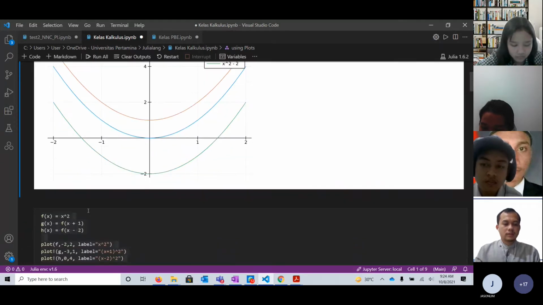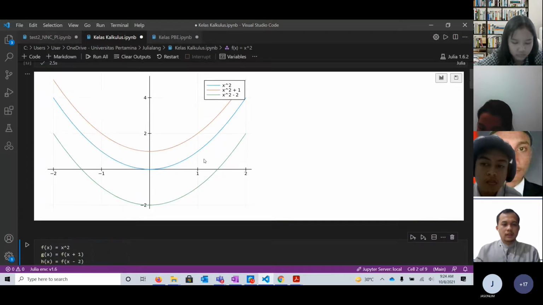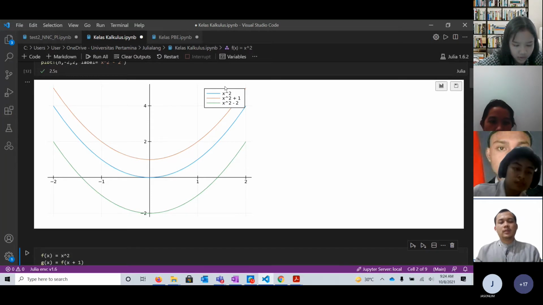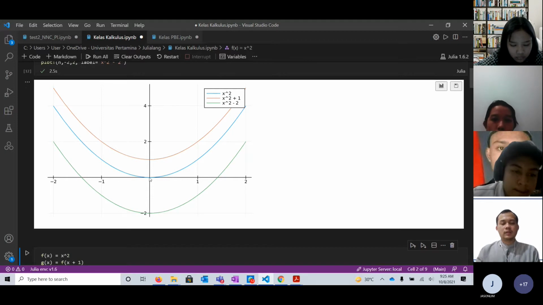you can see from this example that we have the graph of x squared as the blue graph, and if we add plus 1, the graph is shifted up by 1 unit, and if we add minus 2, the graph is shifted down by 2 units. The shape of the graph is the same. It's just that the graph is either shifted up or shifted down.